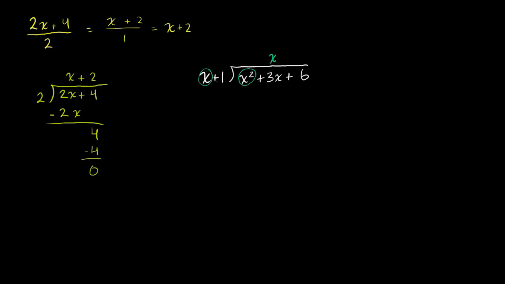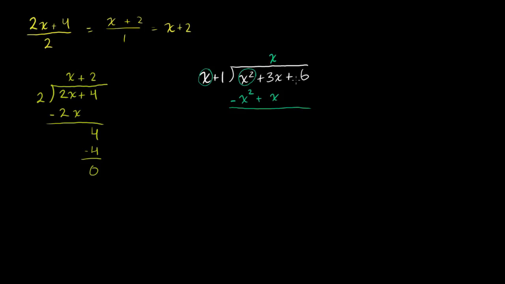So x times x plus 1 is what? X times x is x squared. X times 1 is x. So it's x squared plus x. And just like we did over here, we now subtract. And what do we get?